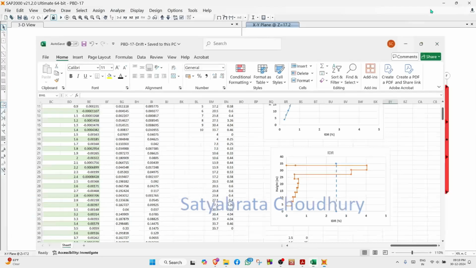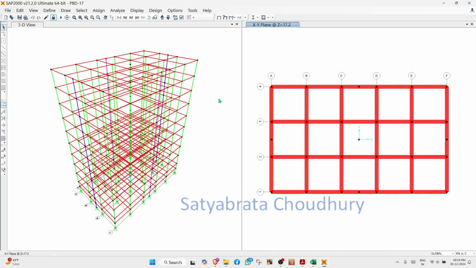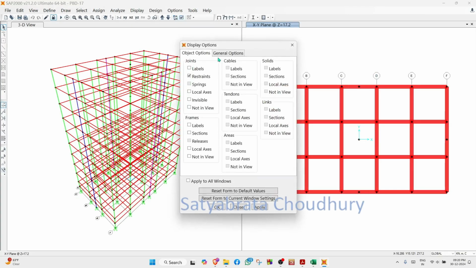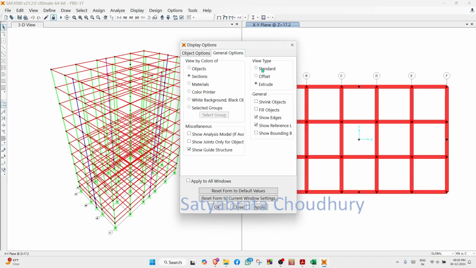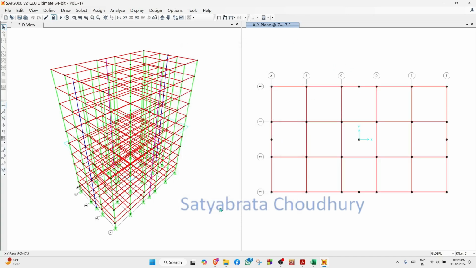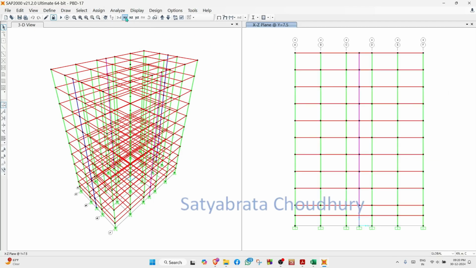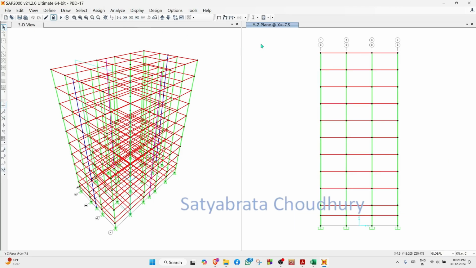Now let us see the hinge results. Hinge results can be shown over the 3D view. Let us go to standard mode. So this is the standard view now. This is in plan. We have applied the earthquake load along the short direction.